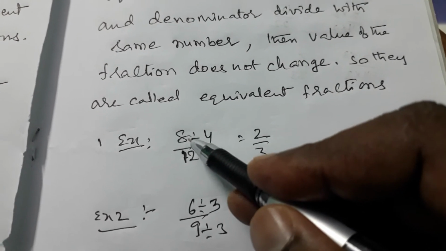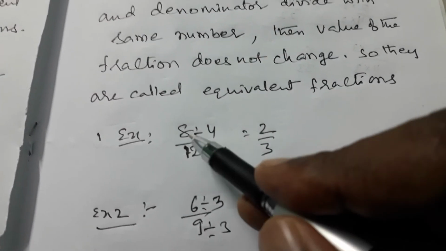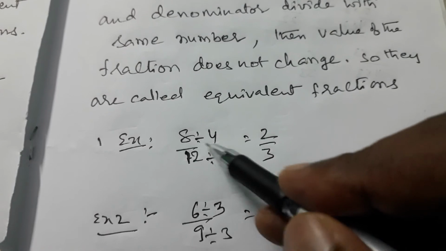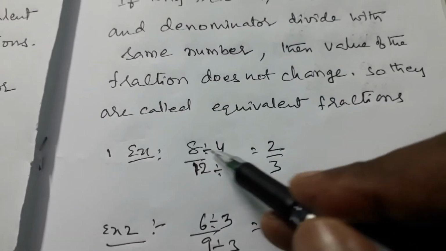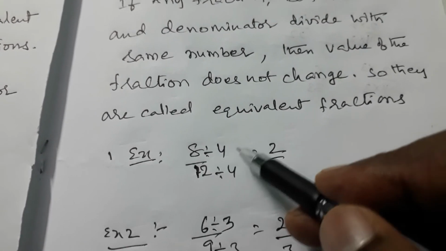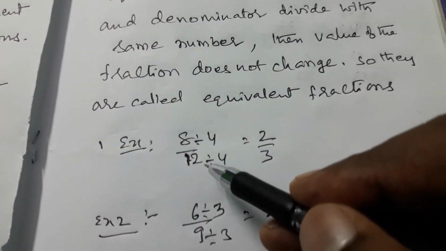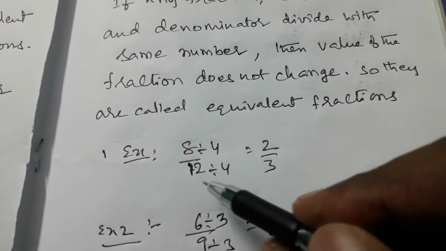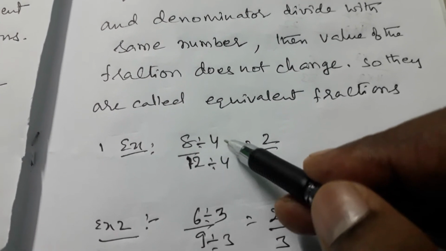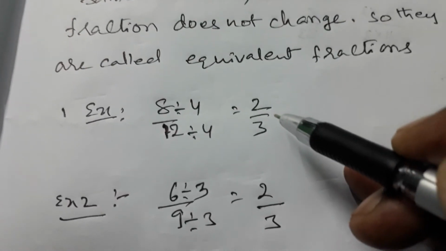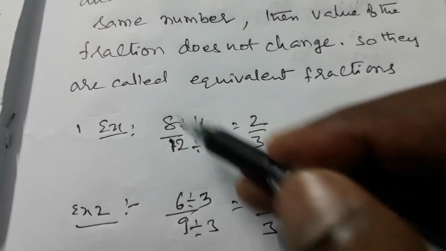For example, I am giving 8 by 12. Write it in lowest form. How to write the lowest form? Divide both the numerator and the denominator by the same number. If any table is possible in both, divide with that. Here, for 8 and 12, the table of 4 is possible in both. So 8 divided by 4, 12 divided by 4. Both numerator and denominator can be divided by 4. Then you will get a new fraction, that is 2 by 3. This is the lowest form of the original fraction 8 by 12.